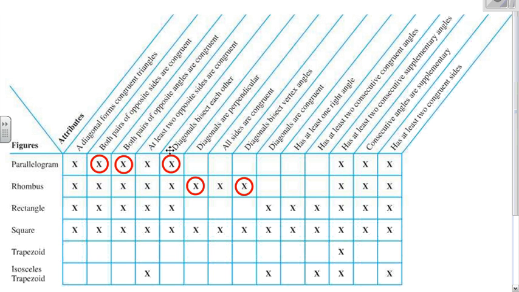The reason I have these three circled is because if you know both pairs of opposite sides are congruent, that's enough to prove that it's a parallelogram. Same thing with opposite angles. That's enough to prove it's a parallelogram. Or if the diagonals bisect each other, you can prove it's a parallelogram that way. So the ones with circles are if and only if statements that can be used either way.